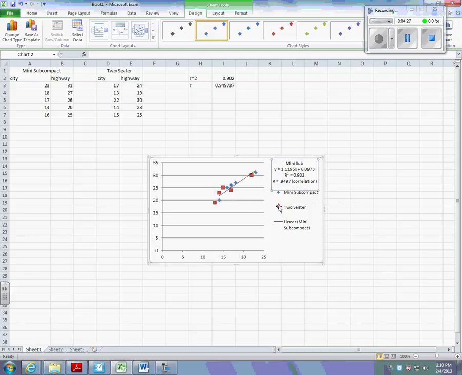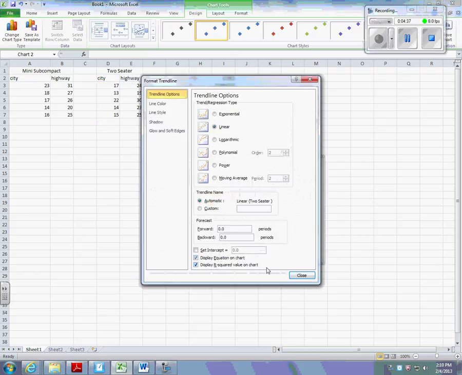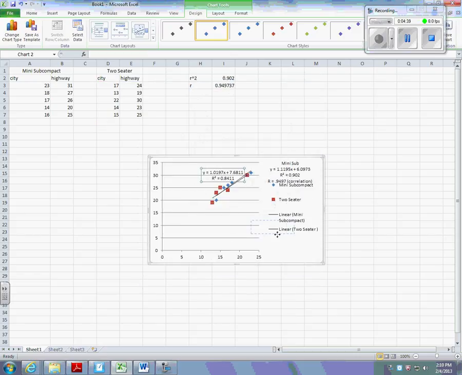We have to do the exact same thing for the red one in order to find the R. So make sure you're on a red point or you have the red points highlighted. Right click, add the trend line, click these two things, come down here, you can move it down here if you'd like. Now this equation is going to be different than yours because I only have 5 data points, you're going to have more.